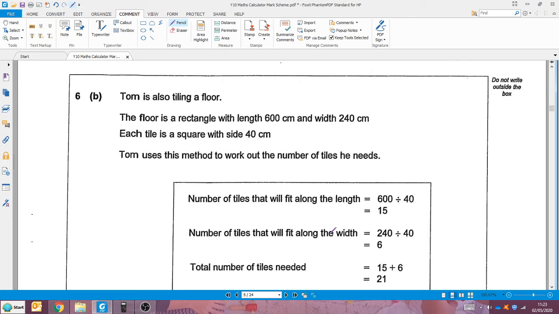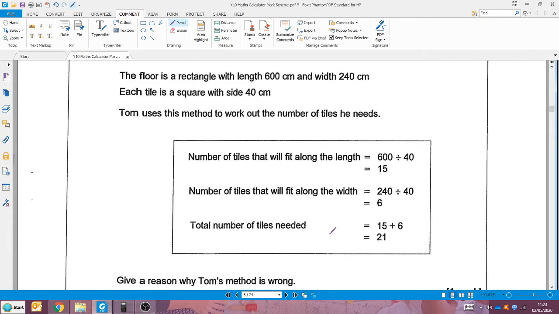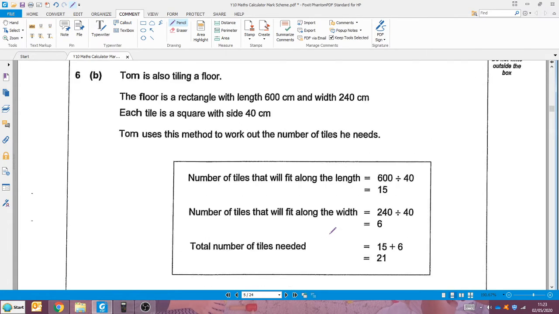Yeah, this is an extension to the problem. There's an awful lot of calculations that Tom has done. He's basically got it right. He went the length of the floor, 600, and each tile being a lovely square is just divided by 40. So that he wants 15 tiles to fill the length of the floor, and with the width, 240 over 40, he wants 6 tiles to fill the width of the floor.